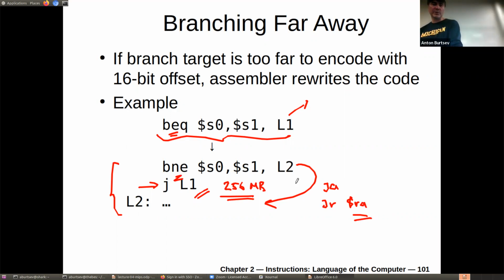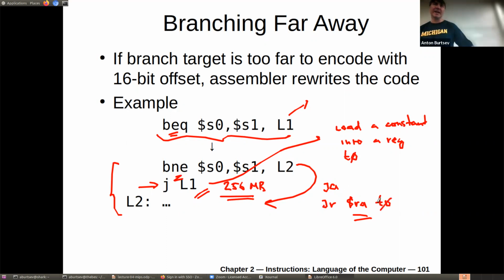Then what you will do is, instead of this J, you will load a constant into a register and then jump through this register. So for example, you can use T0 and just jump to T0. And if it's a big constant at the very end of the address space, then you will have to use this trick with load upper immediate to make sure that you can compose the constant with 2 different instructions, with a lower part and a higher part. Got it? Okay, that's the trick.